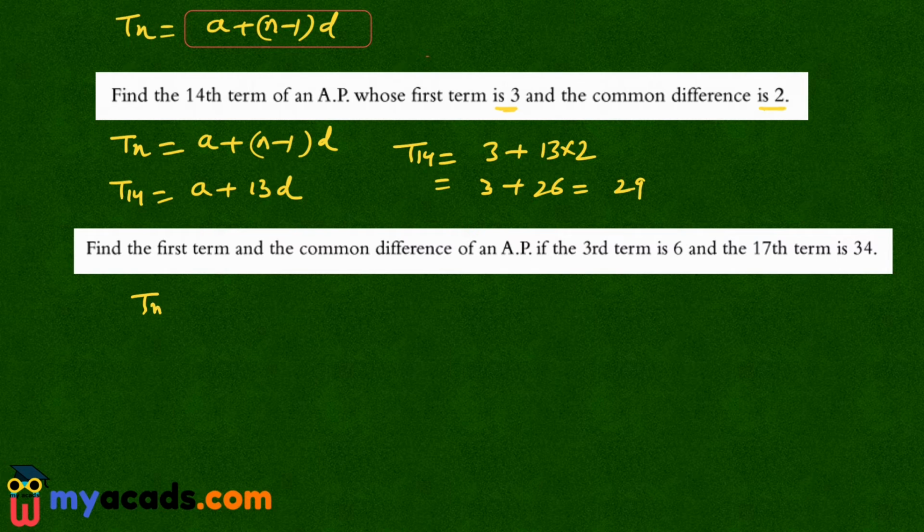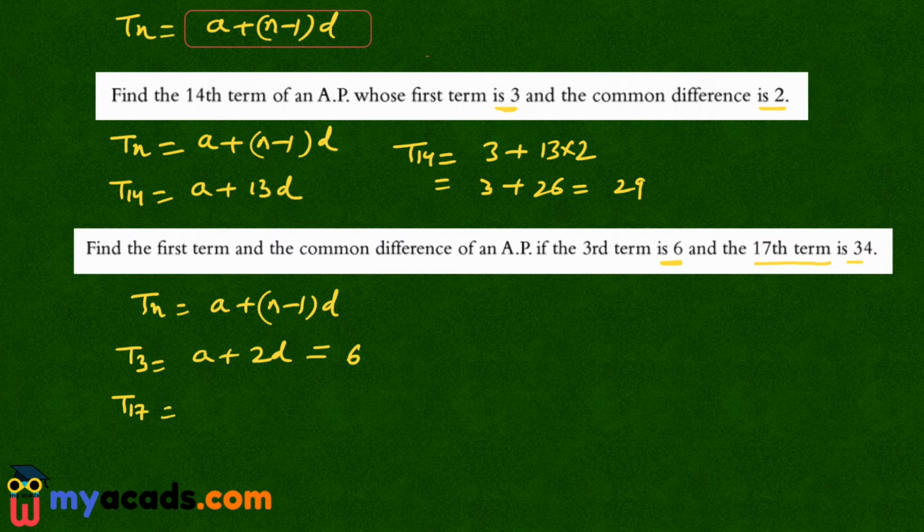So my formula is Tn equals a plus n minus 1 into d. My T3 is a plus 2d, and it says that my third term is 6. So this equals 6. And then the question says the 17th term is 34. So T17 is a plus 16d equals 34. So now I have two equations. a plus 2d equals 6, and the next equation is a plus 16d equals 34.